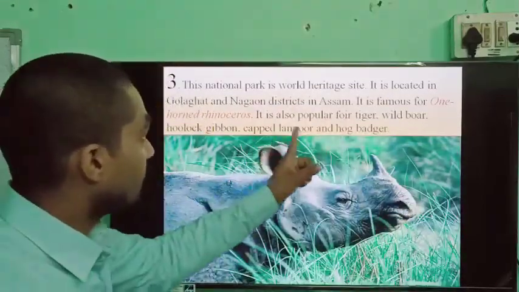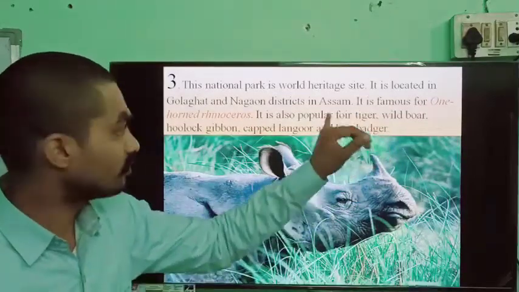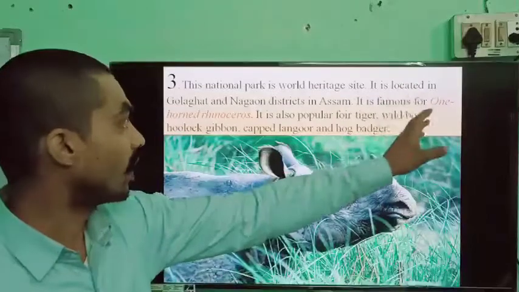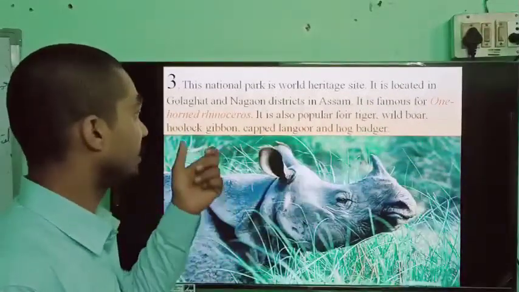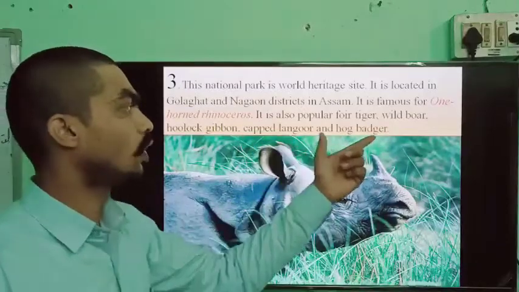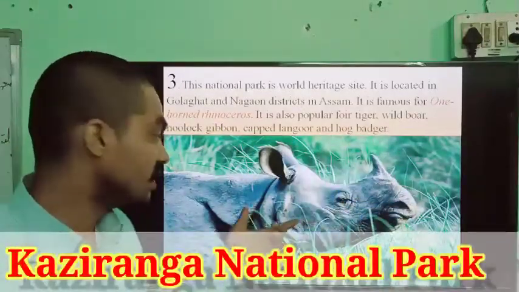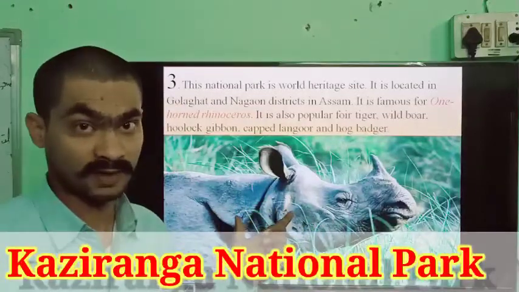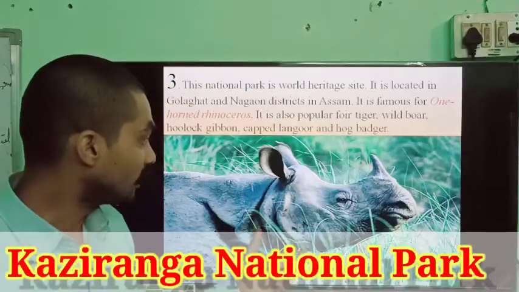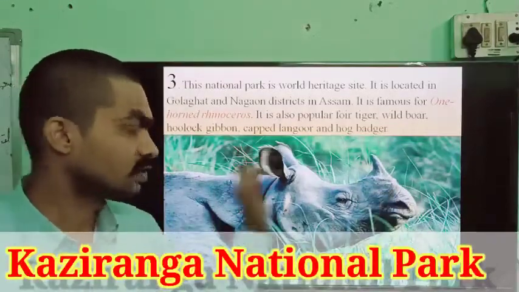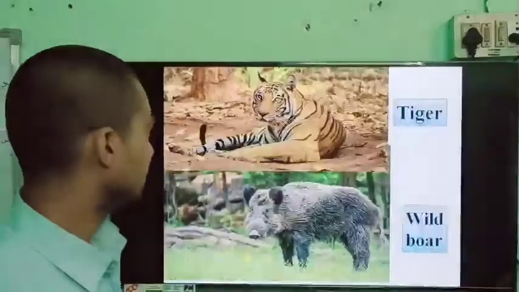It is also popular for animals that are often mistaken for tiger: wild boar, hula gibbon, capped langur, and hog badger. I will show you these animals. So this answer I did not write. It is Kaziranga National Park in Assam. It is famous mainly for this rhinoceros, but many other animals are also there. Let's see one by one.